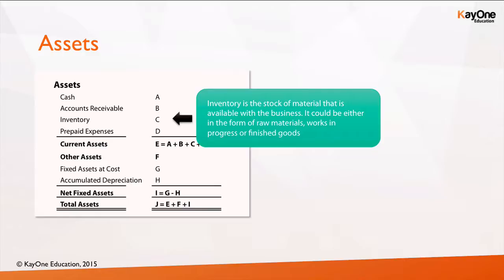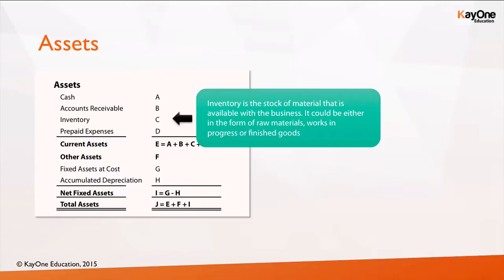In simple terms, inventory is a stock of material that a company or a business has. It could be either in the form of raw materials. Raw materials are basic materials that are going into the finished goods process. Or it could be work in progress, meaning the creation of the final goods is still in progress. Or it could be finished goods itself, meaning the final product which is ready for sale.